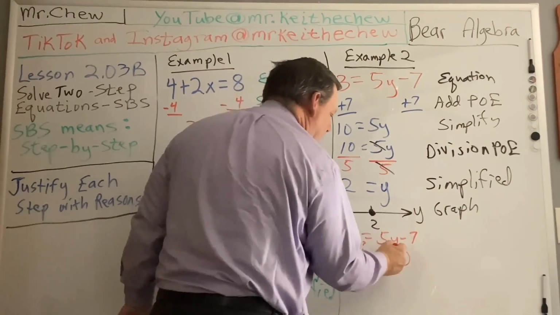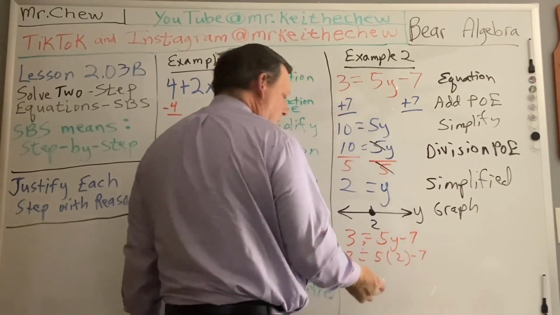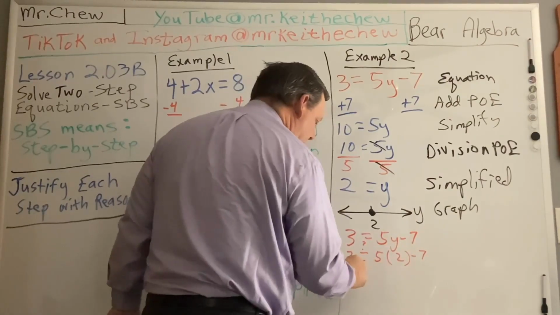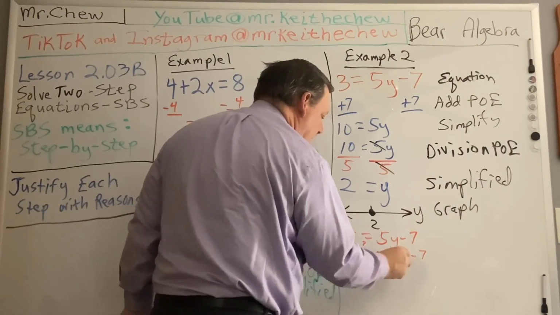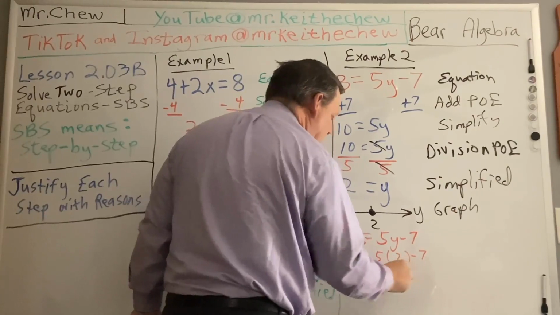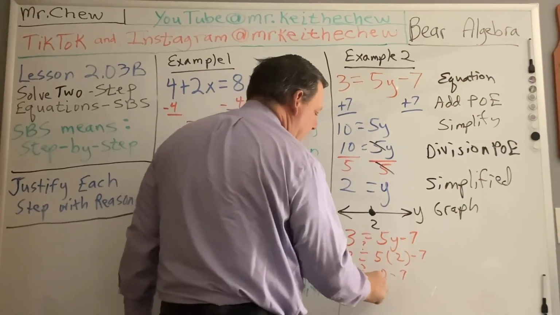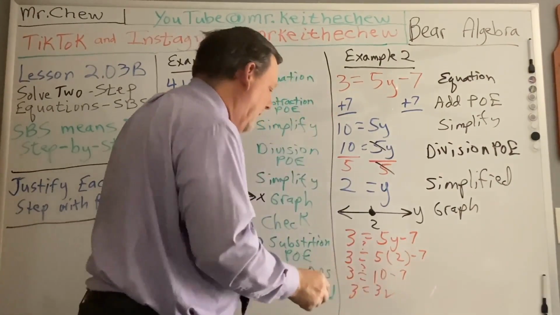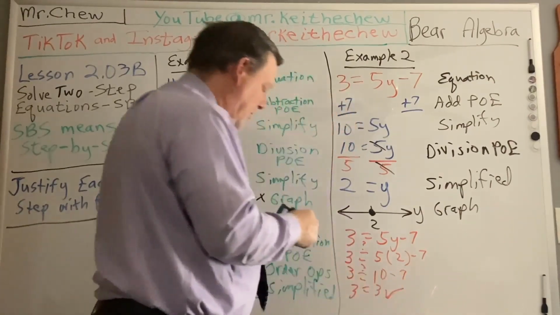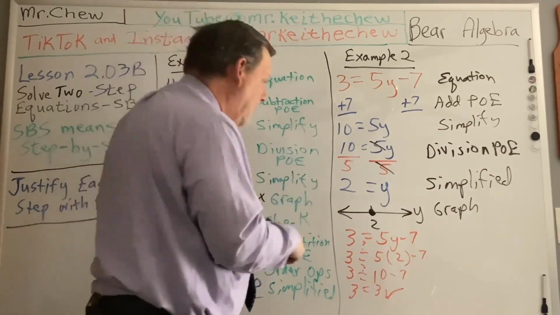Wherever there's a y, I put a 2. You're going to multiply before you subtract. 5 times 2 is 10 minus 7. So 3 equals 3, and that's true. So I put my little check mark there. So I know it's true.